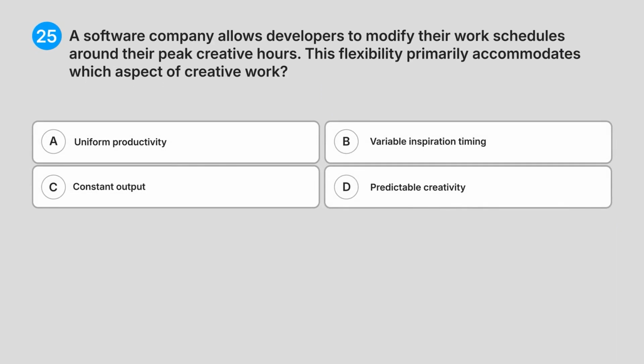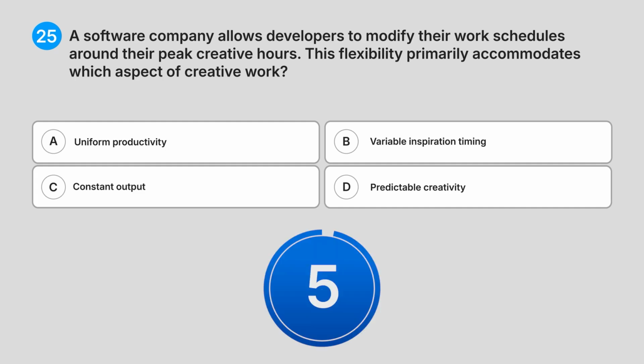25. A software company allows developers to modify their work schedules around their peak creative hours. This flexibility primarily accommodates which aspect of creative work? A. Uniform productivity. B. Variable inspiration timing. C. Constant output. D. Predictable creativity. Do you know the answer?